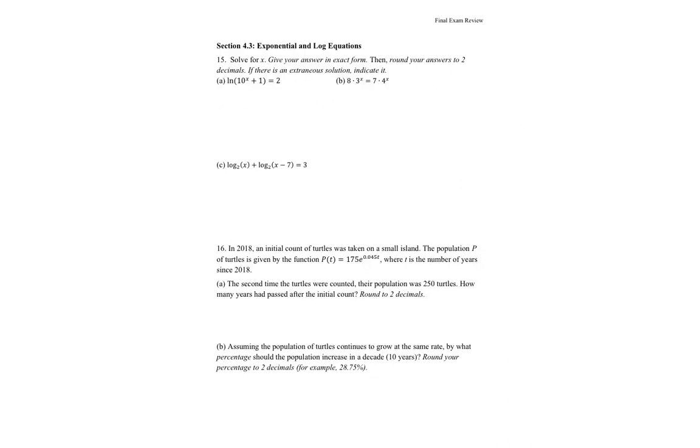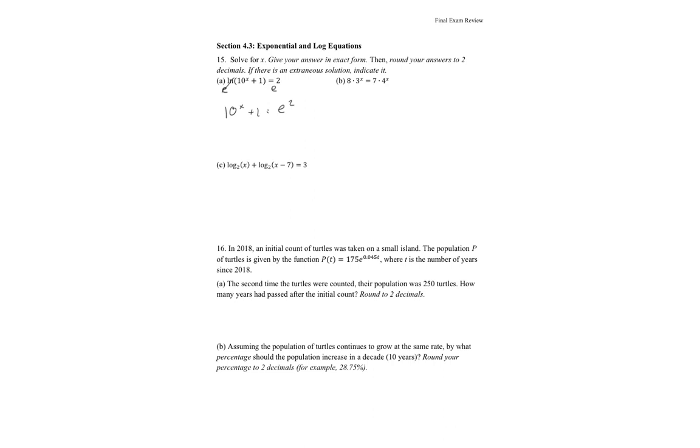Okay, so on number 15, we have to solve for x, and give our answer in exact form, and then round it to 2 decimals. And so for part A, we have this natural log, right, and we want to get rid of that. And so we'll just take e to the power on both sides. And so that gets rid of that. And so we're just left with 10 to the x plus 1 is equal to e squared.